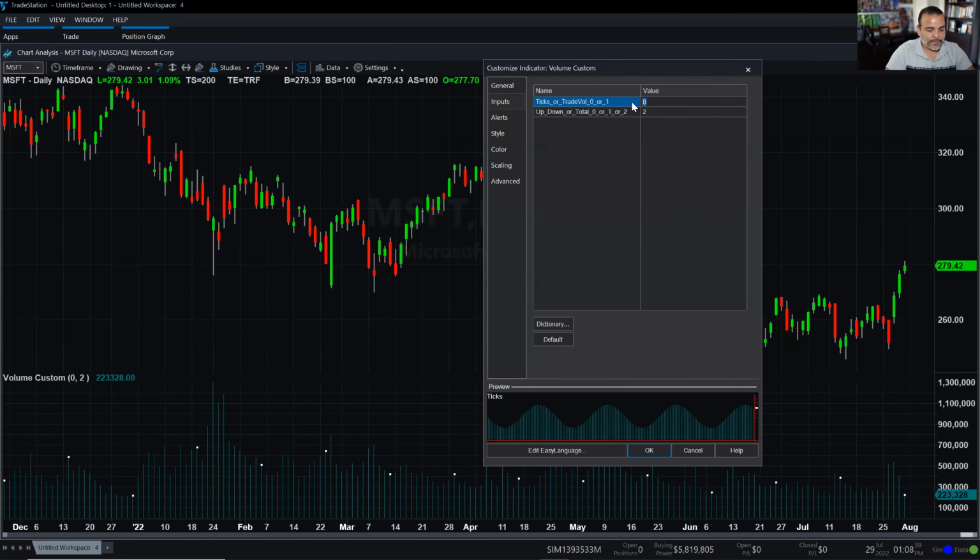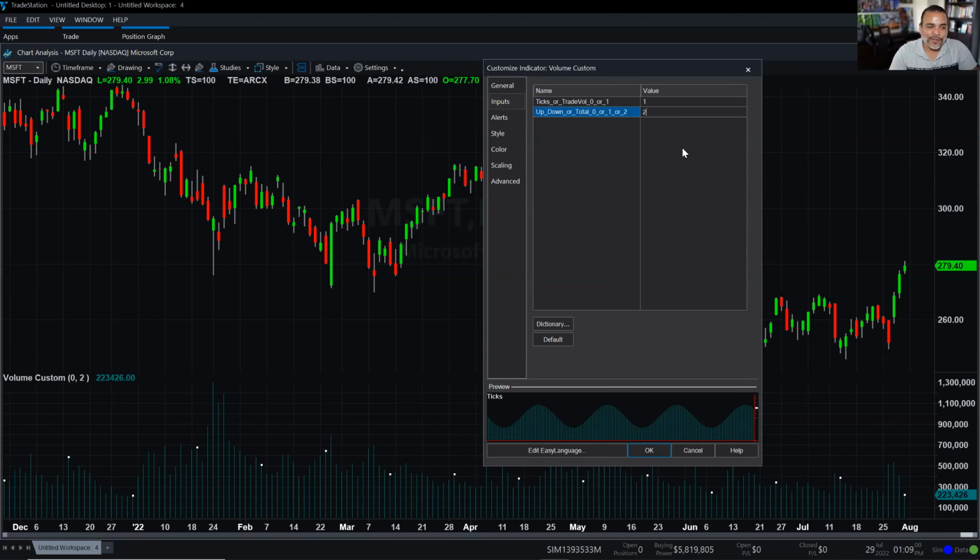So again, just a matter of changing the inputs here. The second input is up, down, or total. So 0 for up, 1 for down, or 2 for total. The default's 2, but you can change it if you want to see up volume or down volume. So again, we have those separated in the list of studies.